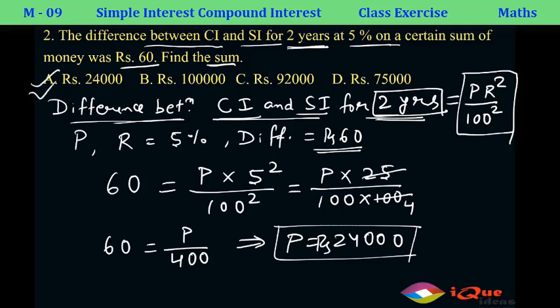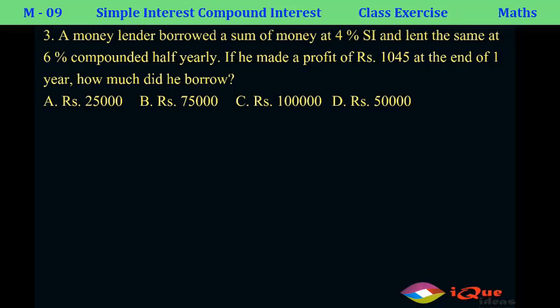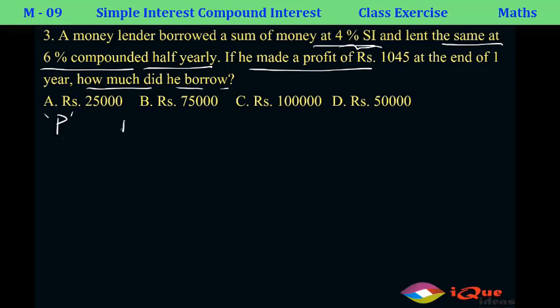Alright, now let's go to the next question. Now this question says, a money lender borrowed a sum of money at 4% simple interest and lent the same at 6% compounded half yearly. Alright, if he made a profit of rupees 1045 at the end of 1 year, how much did he borrow? Right, so suppose the principal amount that he borrowed was P. Now, because he has borrowed, he has to pay certain interest, right? So the interest paid is on simple interest.